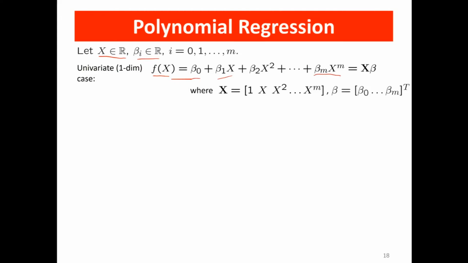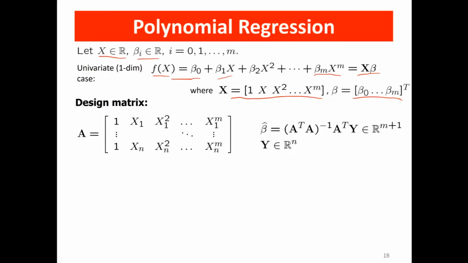And I can rewrite this polynomial as x times beta, where x is just an m plus 1 dimensional row vector that consists of 1, x, x squared, dot dot dot, x to the m, and beta is an m plus 1 dimensional column vector. In other words, x contains the polynomial basis functions: the constant 1, the identity function x, then the quadratic function x squared, and so on, finally the x to the power m function. And the beta vector contains the coefficients of this polynomial.